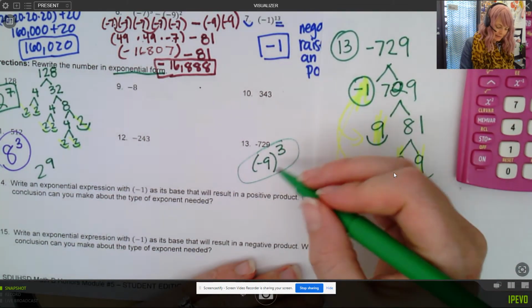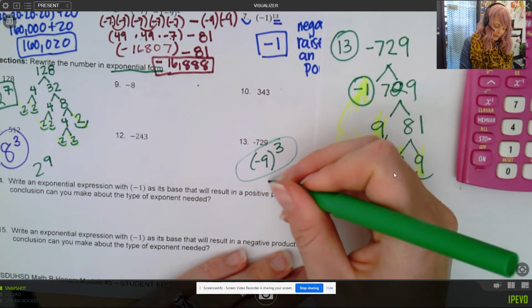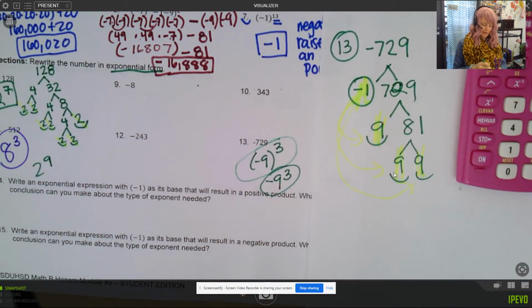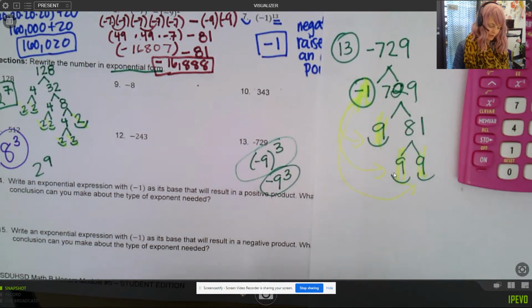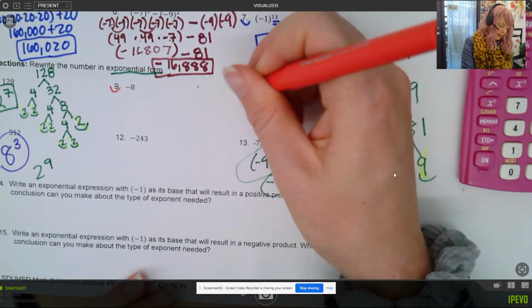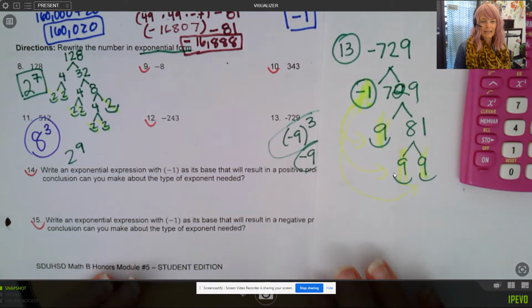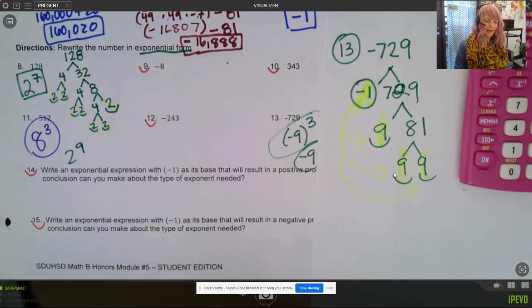And notice -9 to the third power with parentheses or without parentheses is equivalent here. So it doesn't matter how you write your answer. Okay, so why don't you go ahead and finish 9, 10, 12, and look at 14 and 15 and see if you can get any conclusions. And we'll check back in a second.